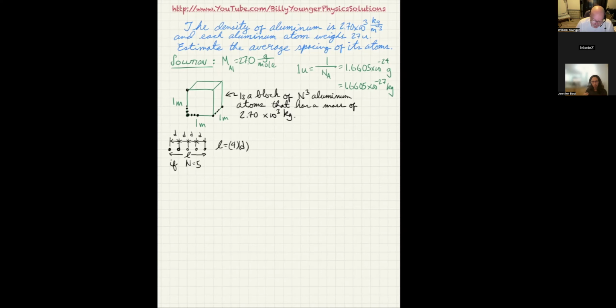Okay. So the other big thing to notice is that if it was 6 instead of 5, then we'd have 5 spaces. So in general, this model is more explicitly covered by n minus 1 times d is equal to L. Okay. Now in our case, the L is equal to 1 meter.